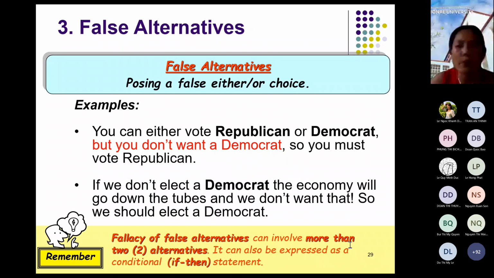So here the person only lists up two possibilities. It means that it is not correct, isn't it? The possibilities, the alternatives are not enough in this case.